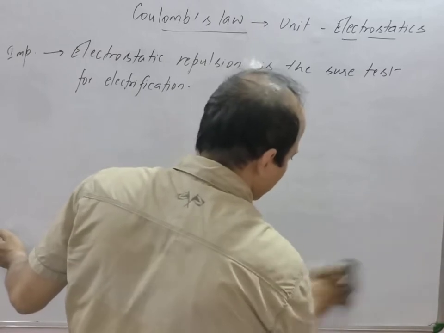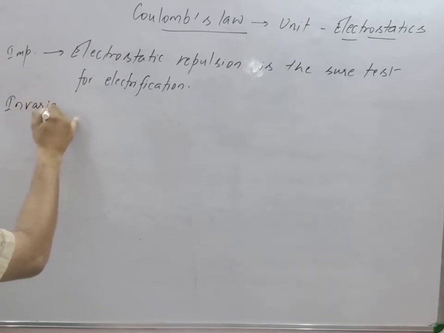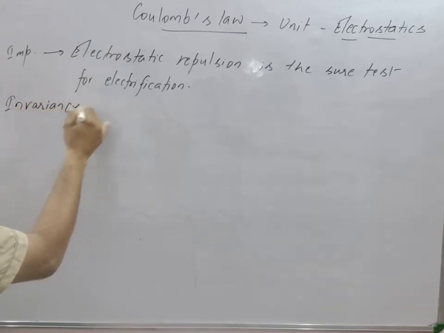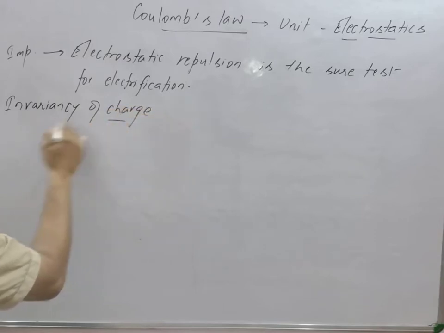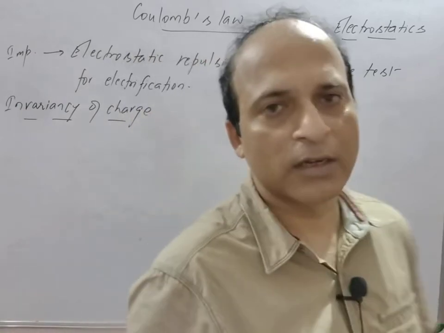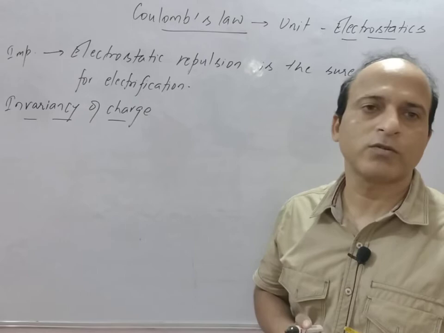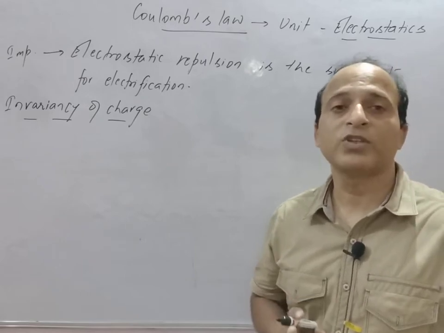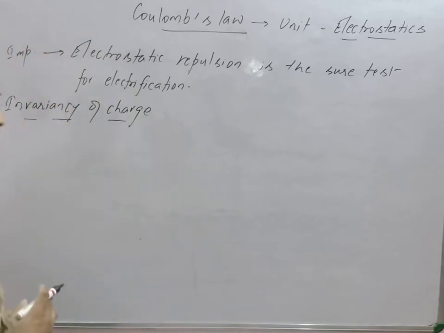We say that charges are invariant. What do we mean by invariancy of charge? See, any physical quantity is said to be invariant if its value remains constant with respect to the speed of the object. So let us take an example of two physical quantities.